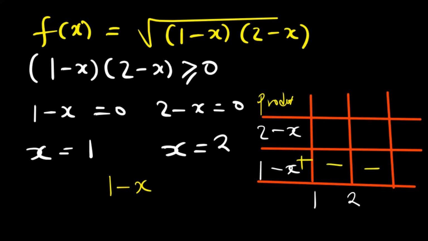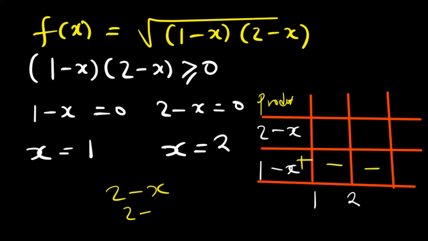Now we come to the second one, 2 minus x, which is the one that gave us a 2. So in this case, we're saying 2 minus x. Now our 2 is here. If we get any number that is less than 2 and we put it in this equation, what are we going to get? Let's say we put even just 1.